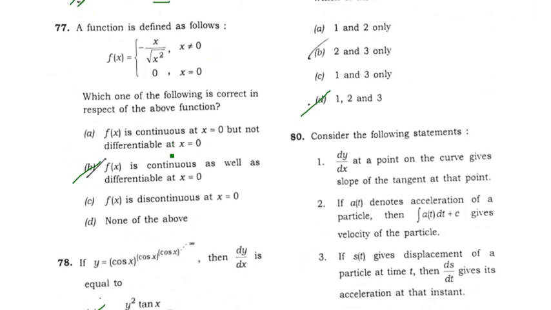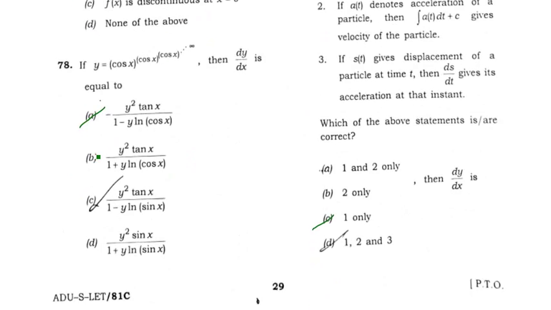77th question. The function f is defined as follows: f(x) is equal to minus x upon under root x square for x not equal to 0, and 0 when x is equal to 0. Which of the following is correct with respect to the above function? This is a kind of question on functions and a very important question. f(x) is continuous as well as differentiable at x equal to 0. Just solve this question and you will get the answer.